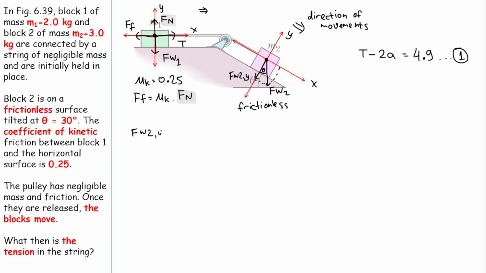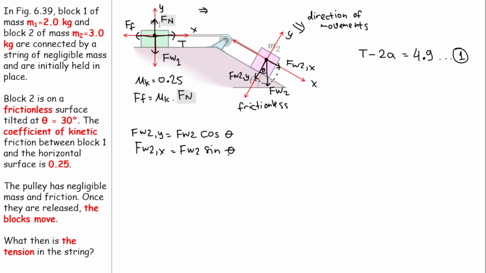And if you see it here, Fw2 on the y direction, here we have a right angle triangle. Fw2 on the y-axis here is the adjacent of the angle, and Fw2 is the hypotenuse. Adjacent and hypotenuse is cosine, right? So I will have Fw2 cosine of theta, right? And because that one is cosine, this one here has to be sine, right? So Fw2,x will be Fw2 sine of theta.